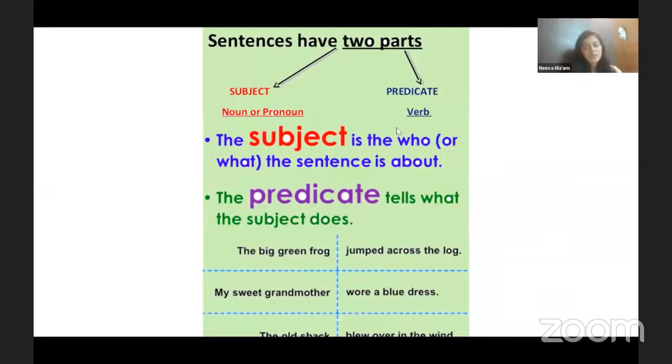For example, the big green frog jumped across the log. The big green frog is the subject, whereas jumped across the log is the predicate. My sweet grandmother wore a blue dress. My sweet grandmother is the subject, whereas wore a blue dress is the predicate. So that is the concept of subject and predicate. The subject is the most important part of the sentence, whereas the predicate only supports the subject and describes the subject in more detail.